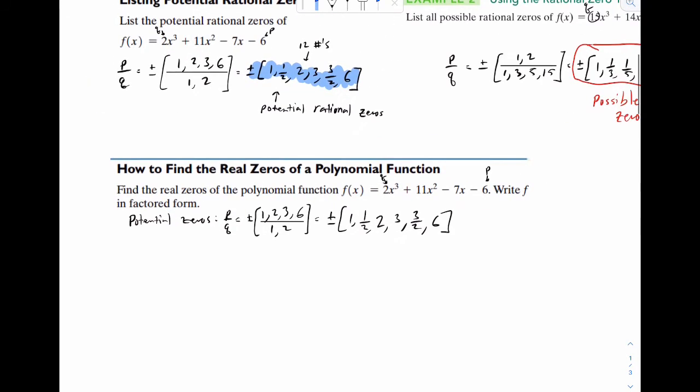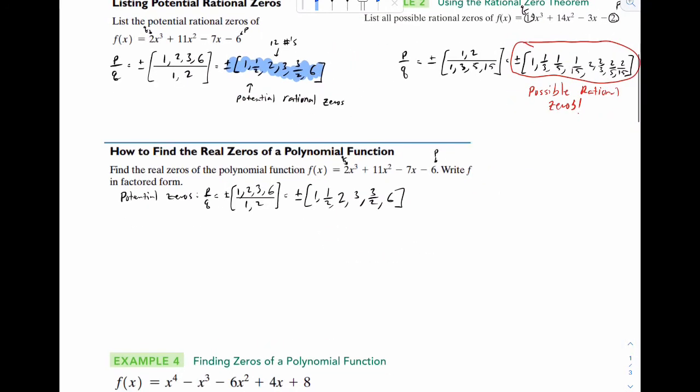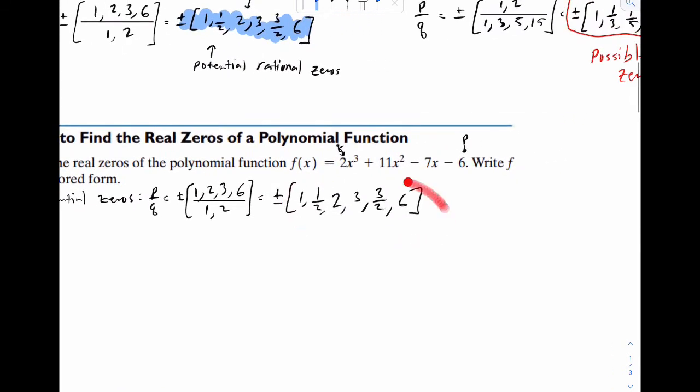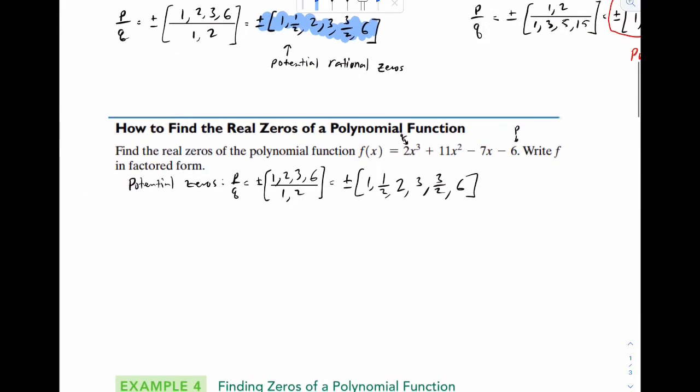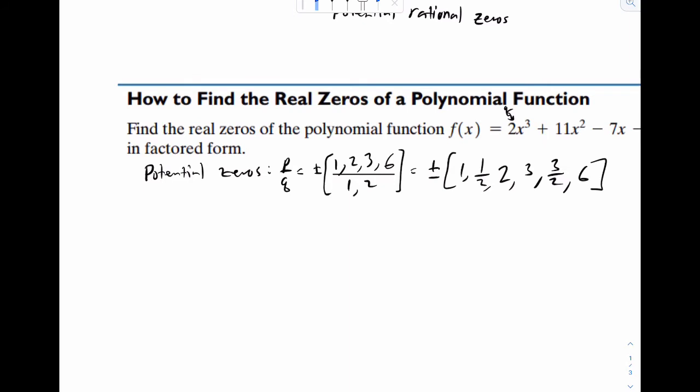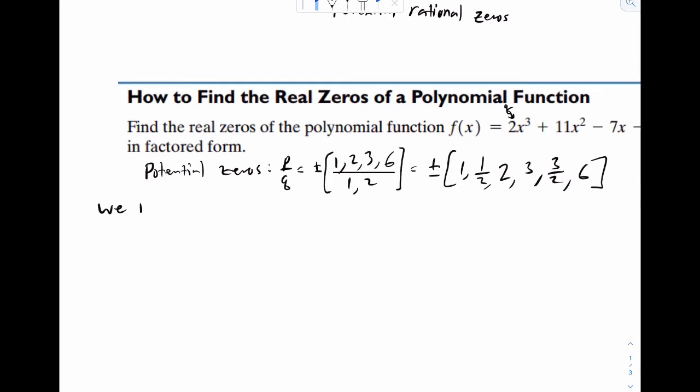So notice it's the exact same problem we had up here. What we need to do now is figure out which one of these, or how many of these, are going to work in this function. So to do this, I'm going to show you a strategy I like to use. What we're looking for is this. We need this to happen, where f of a is equal to 0, meaning we're going to use the factor theorem.